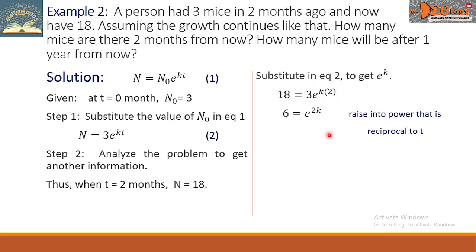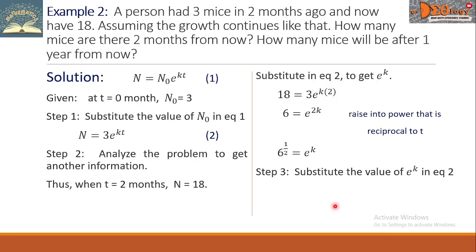In this case, we are going to raise to a power that is the reciprocal of t. Our t here is 2. It means the reciprocal is 1/2. The left side now becomes 6 raised to 1/2 equals e raised to k. And from here, we know now the value of e raised to k.